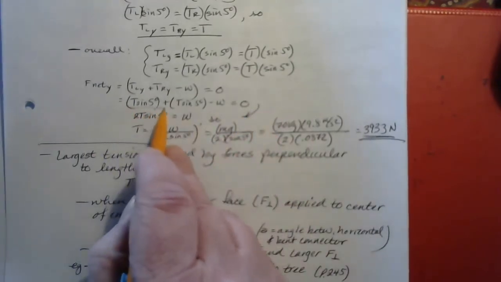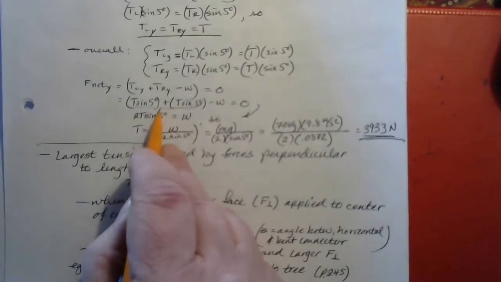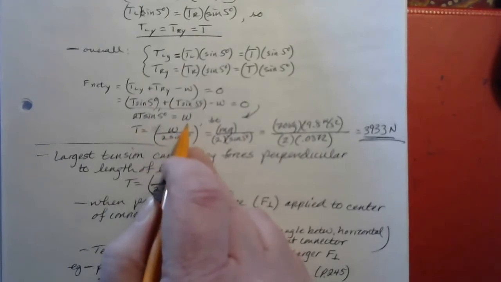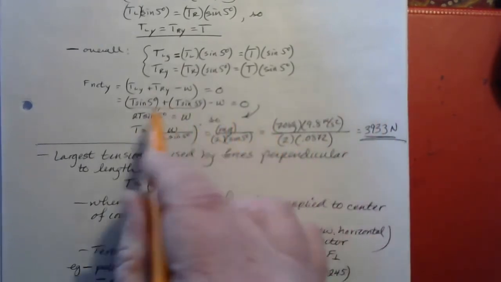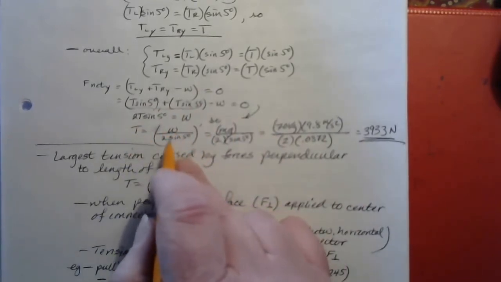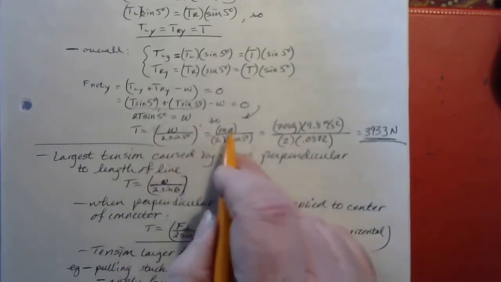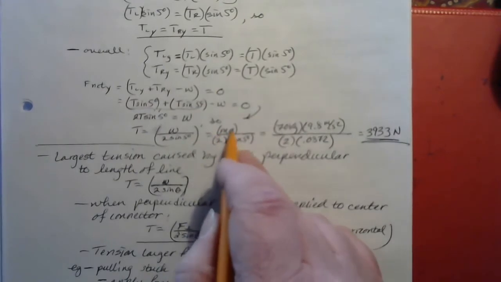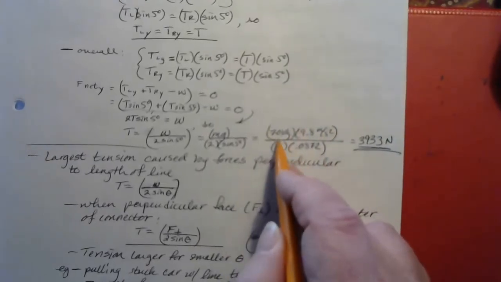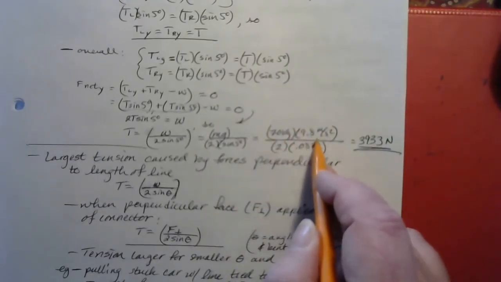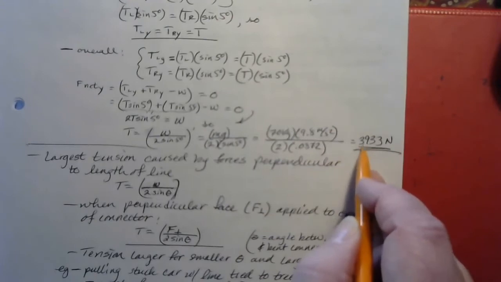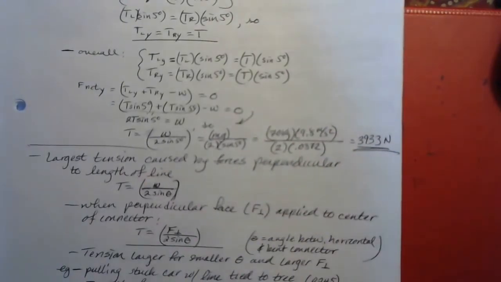So when we combine the two T sine 5 degree terms together, we get 2 times T sine of 5 degrees, and that's equal to W. When we rearrange that to find T, we end up with T being equal to the weight over 2 times the sine of 5 degrees. Weight is mg, so that's the same as mg over 2 times the sine of 5 degrees. And mass is 70 kilograms, g is 9.8 meters per second squared, and the sine of 5 degrees is 0.0872, so that comes out to 3,933 newtons of tension in the wire.